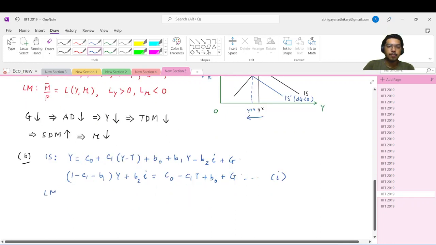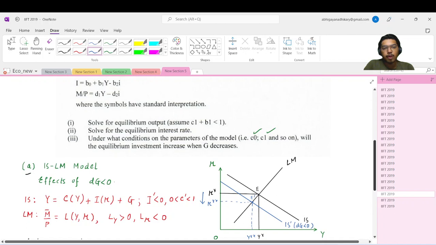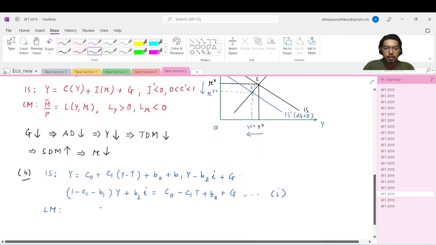And what is the LM curve looking like? What are the notations once more? M by P equals D1 Y minus D2 i. So D1 times Y minus D2 times i equals M by P. This is the LM curve.